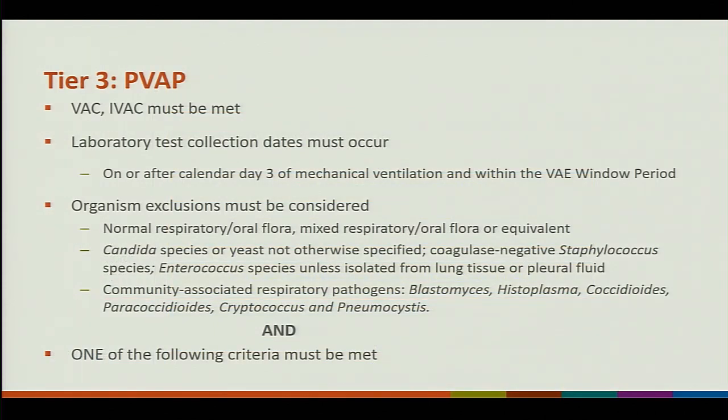Okay, so we have Tier 3, PVAP. Criteria for VAC and IVAC must have already been met before you can proceed to these criteria. Lab tests which are used to meet these criteria must occur on or after day 3 of mechanical ventilation and within the VAE window period. Certain organisms are excluded, including normal respiratory flora, community-associated respiratory pathogens, and Candida or yeast, coag-negative staph, and Enterococcus species, unless collected from lung tissue or pleural fluid. In addition, one of the following criteria must be met.